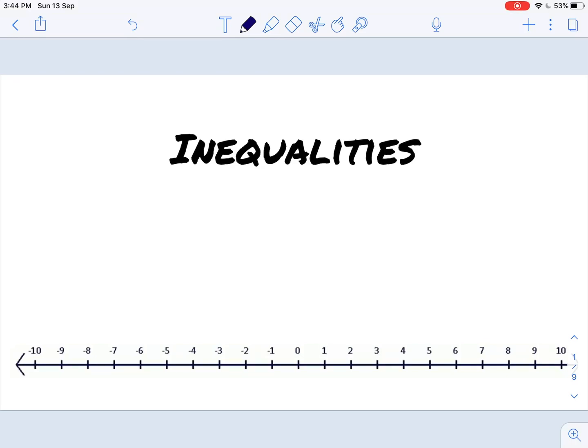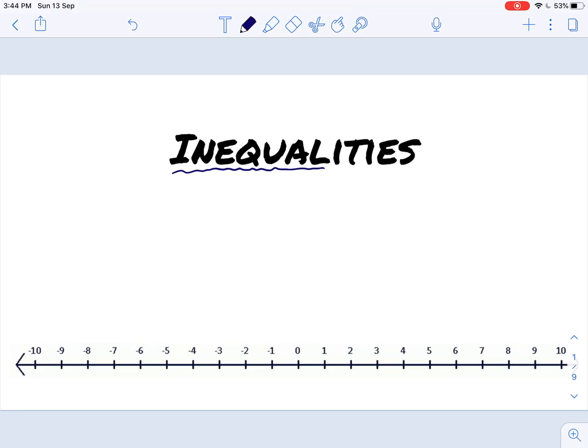All right, in today's lesson, we're going to be going over inequalities. Up to this point, we've been focusing on equations. And what makes something an equation is an equal sign. Well, inequalities are kind of the opposite of that, okay? Inequalities are comparing things that are not equal or unequal.